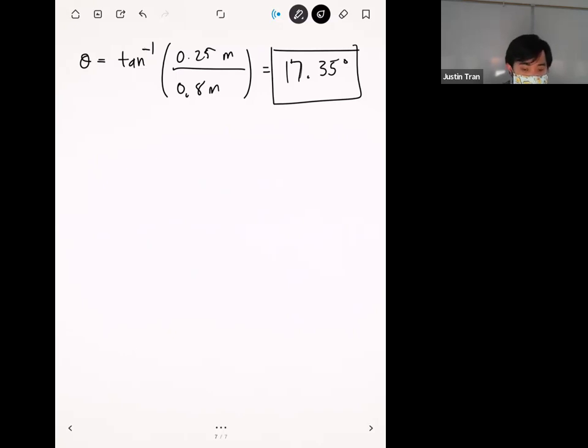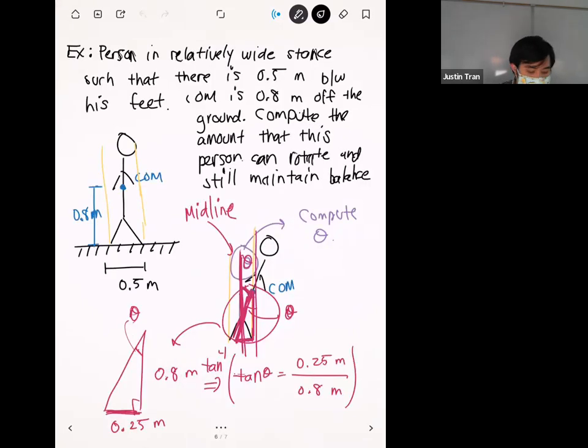Can I go back to the last slide? Yes, I can. Let me go ahead and write the final answer here, just for that's on the next page.